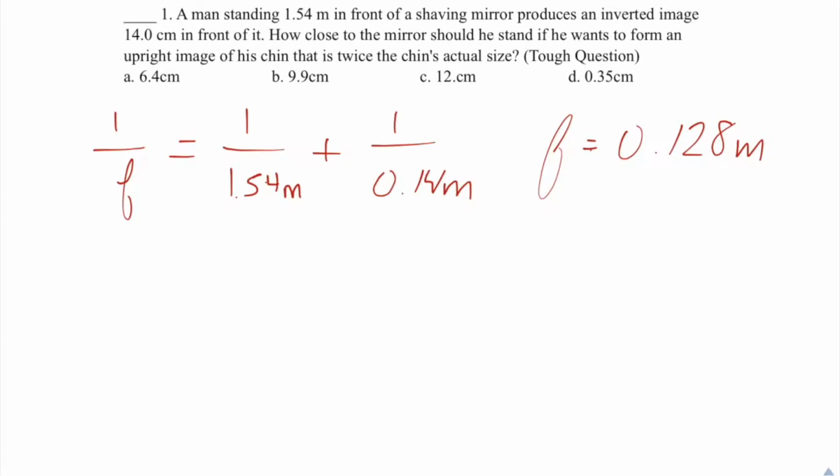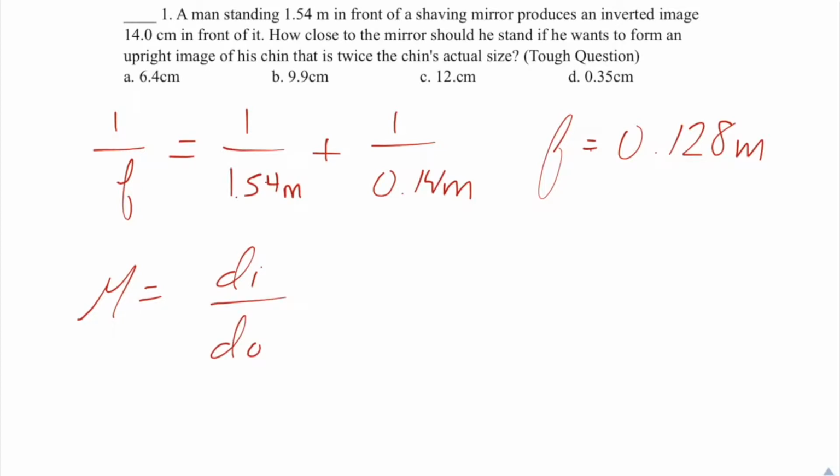So now that we've got our focal length, we can begin to worry about another part of the puzzle, and that's the magnification. We have a magnification equation that we can use to relate the distance of the image and the distance of the object, in this case the man's chin. So the magnification equation is as so: the distance of the image over the distance of the object.